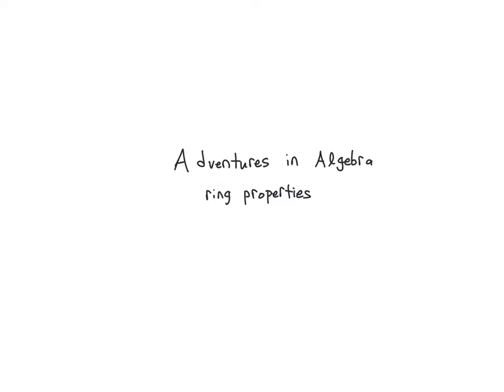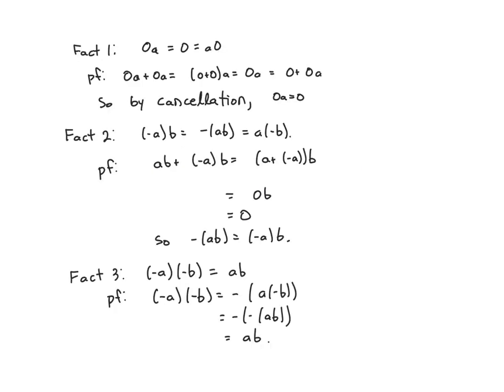Hello, in this video we're going to look at some properties of rings. So here we're going to talk about some basic facts, all involving a ring and elements. So let R be a ring, and let A and B be elements in the ring. Then you've got the following facts. This is true for any ring whatsoever.